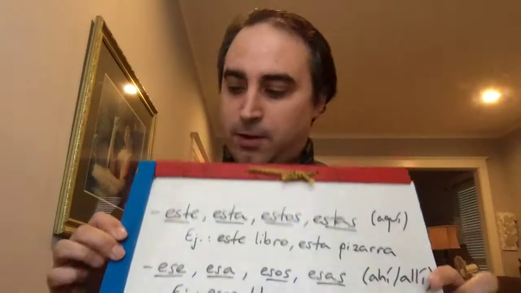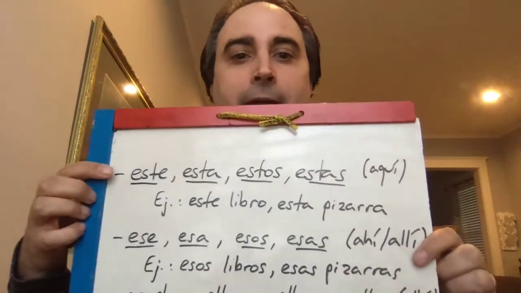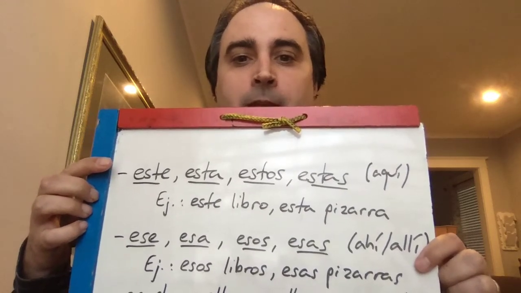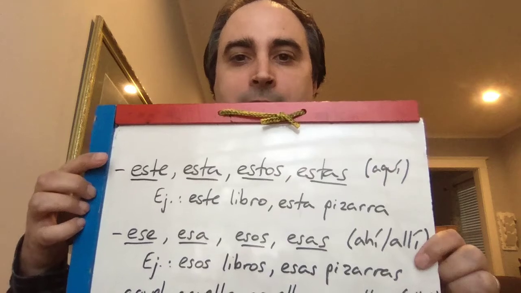Now in Spanish, we have a three-word system. So we have to think about three different positions with regards to the speaker. And I'm going to tell you which ones those are. I have them right here. So first of all, we have este, esta, estos, estas.